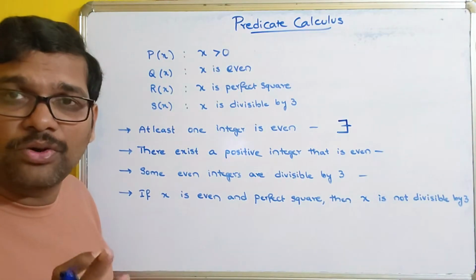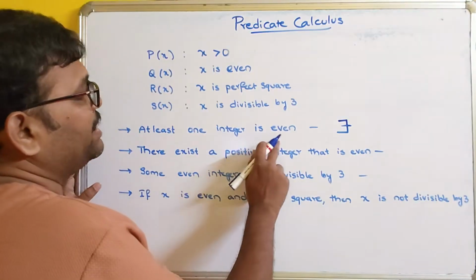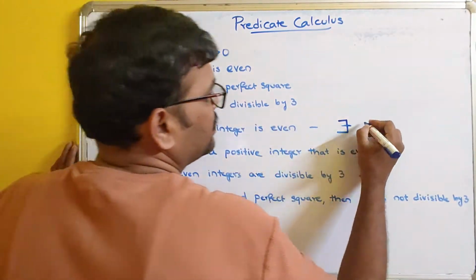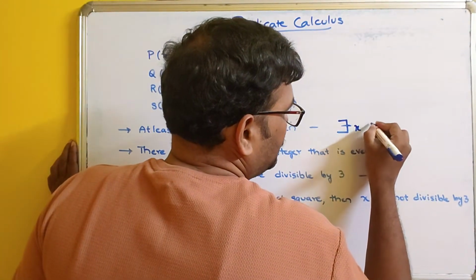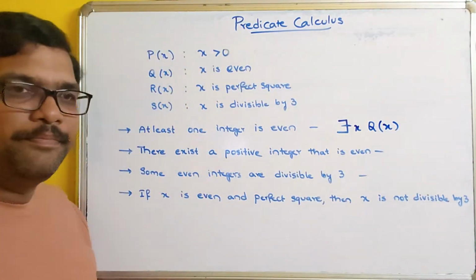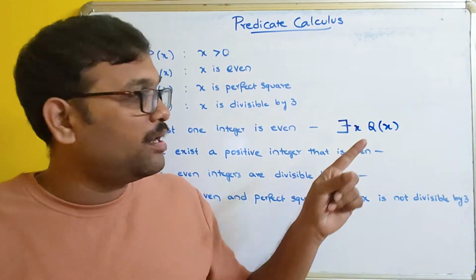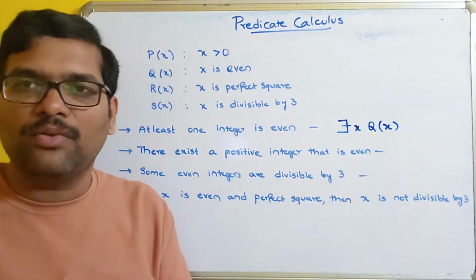But that statement is wrong, right? At least one integer is even. So what is that integer is even? So this one, Q of x. So for all x, there exists x, Q of x. So this is the formula along with the quantifier, where we are getting the existential quantifier.